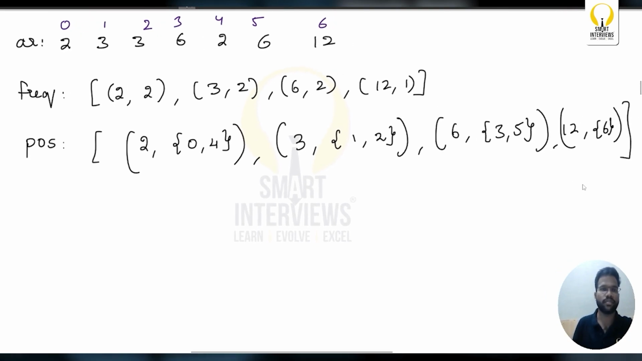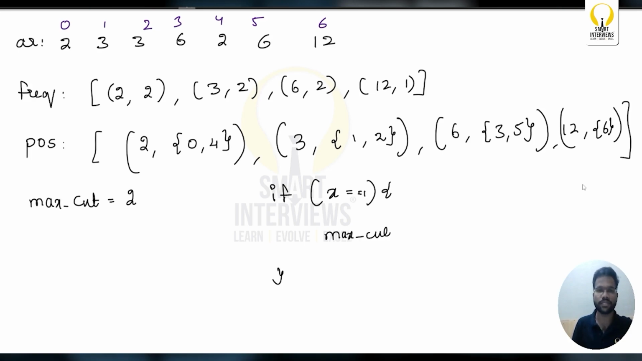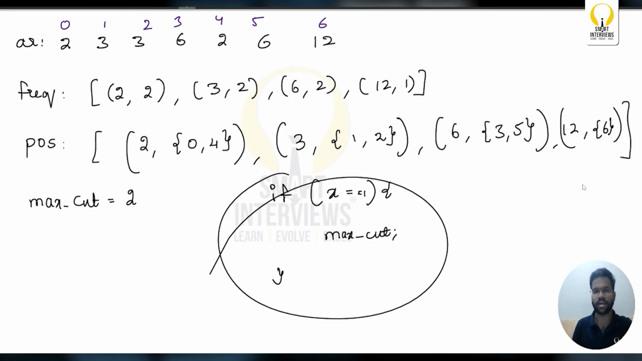Now let us also hold the maximum count or maximum frequency. So the maximum frequency that we got as of now is 2. Okay, let's store this as well. Now after completing all this, I will be checking if the value of x is 1. If the value of x is 1, I can simply print max count, because if you multiply any value with 1, it remains the same. So you simply print the maximum count.